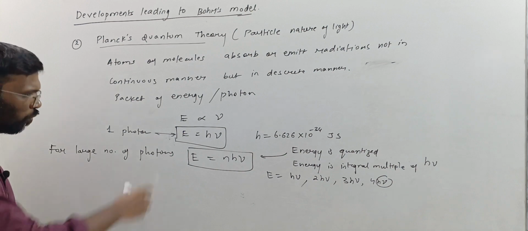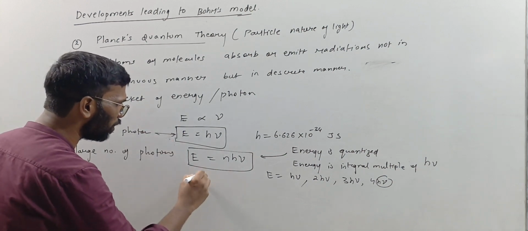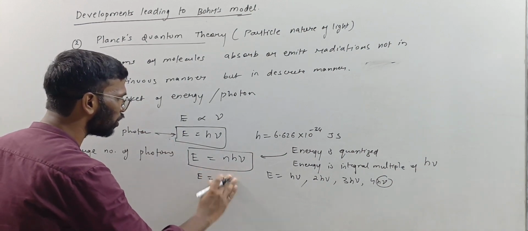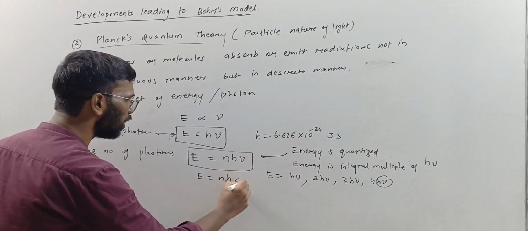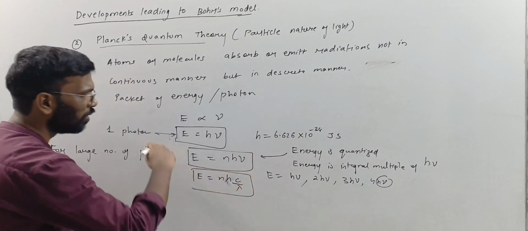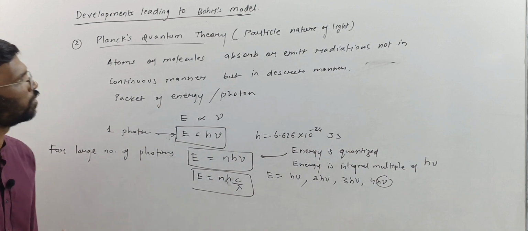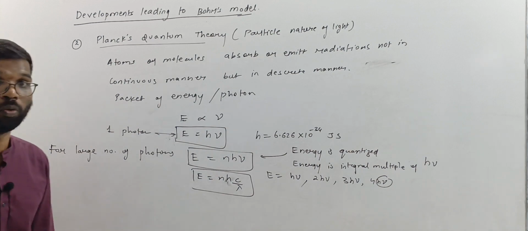So what other formula could be derived from this is that E is equal to n h nu, with nu equal to c by lambda. This could be another formula. So these are the important things from the developments leading to the Bohr model.